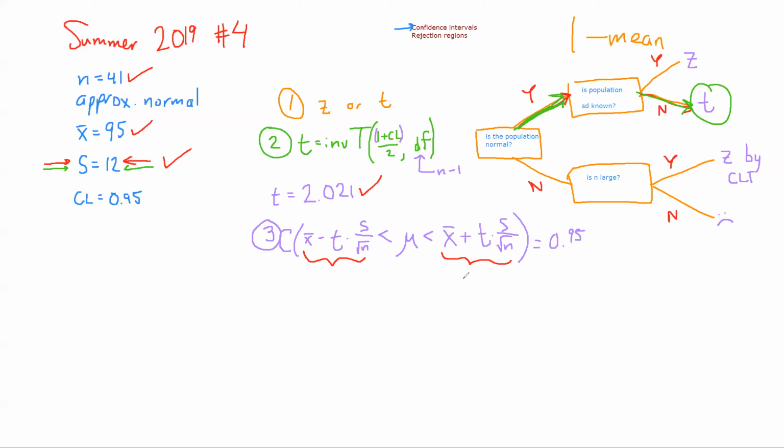98.79. 98.79 for the upper, and then what I say, 91.21 for the lower. And this is your interval.